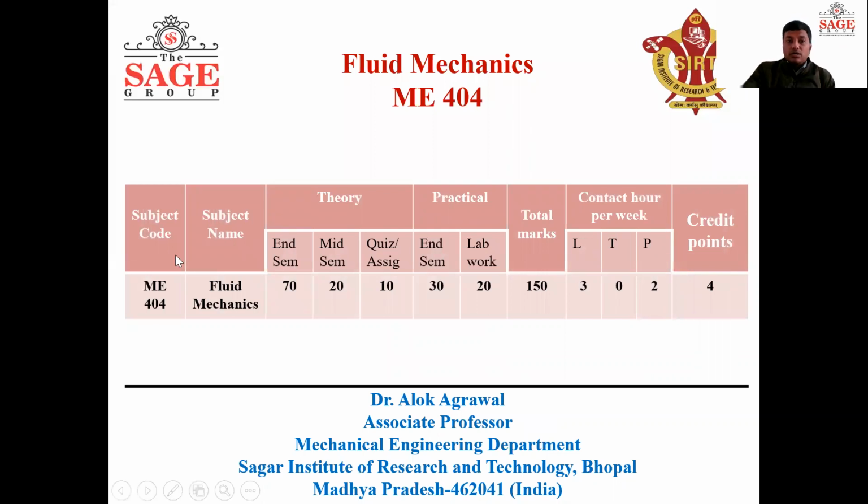So the subject code is ME404, the subject name is Fluid Mechanics, and it consists of theory as well as practical. Theory end-semester will be of 70 marks, mid-semester will be of 20 marks weightage, and there will be 10 marks for quiz and assignments. Under practical, there will be 30 marks for the end-semester and 20 marks for lab work that we will be doing in the semester. So in total it is 150 marks, having a credit point of 4.